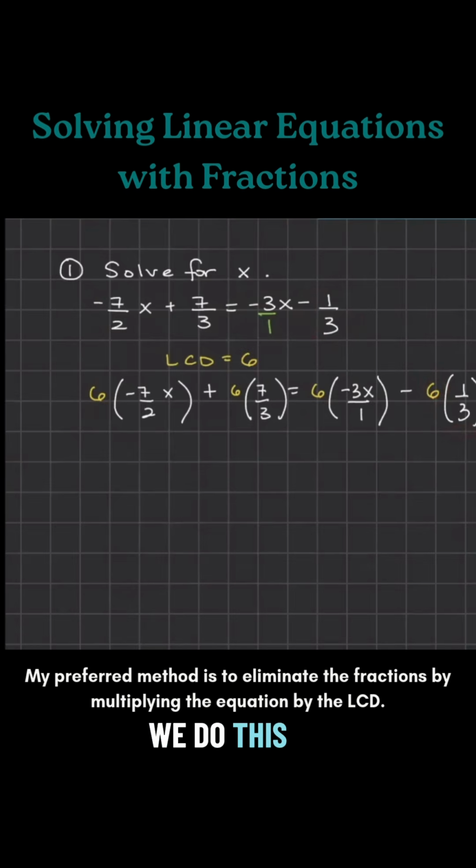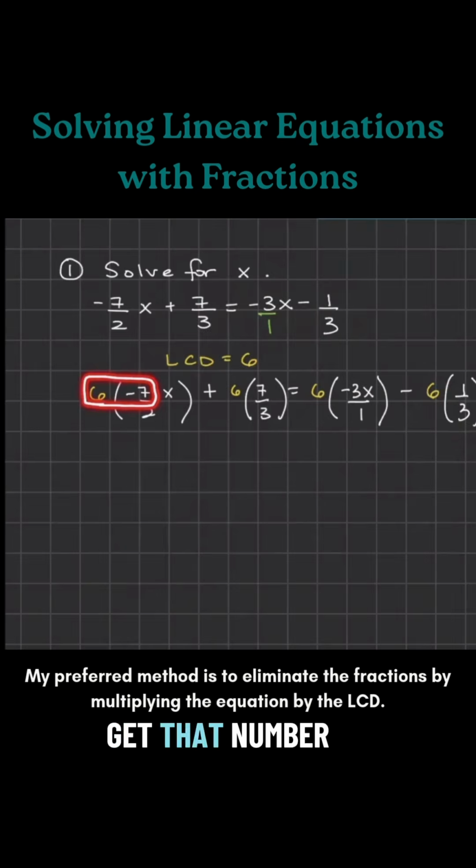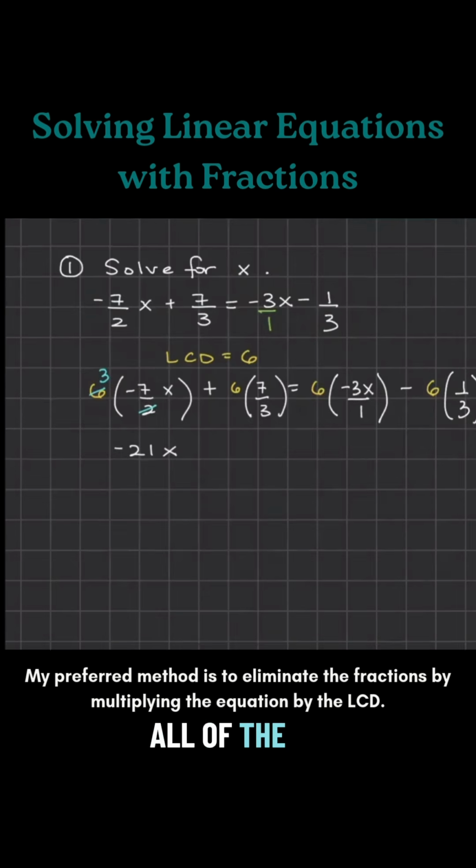And so when we do this, I like to use my cross canceling method. You can certainly multiply 6 times -7, get that number, and then divide by 2. Or you can do cross canceling and say 2 will divide into 6, and that gives you 3. And then 3 times the -7 will give you -21, and then you have x. So that keeps the numbers smaller, which makes it easier to do all of the calculations.